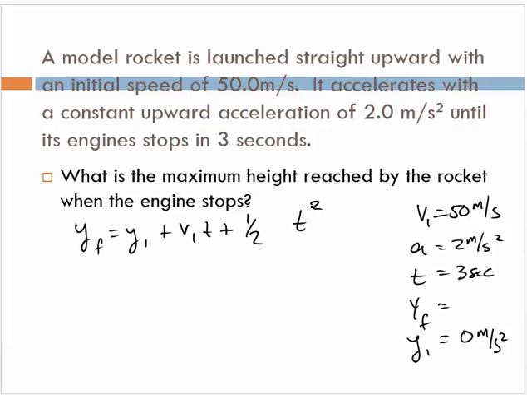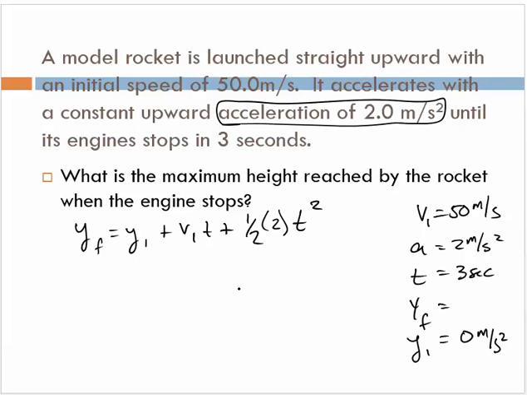t squared. In our other problems, we were using g because the objects were falling, or it was gravity that was slowing them down. In this case, the object's not falling, and gravity's not slowing it down. In contrast, this rocket is being accelerated by the engine. So it's telling us the acceleration is not g, it's actually a, or 2 meters per second squared.